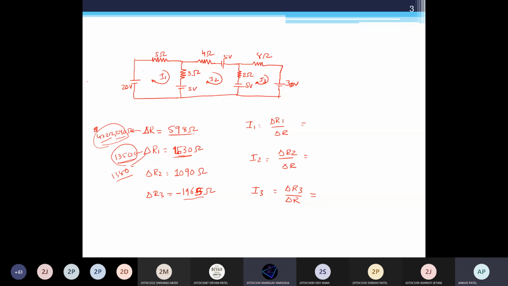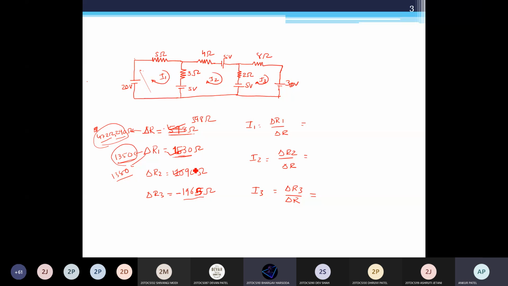The correct answer for this, I am erasing this answer and writing the correct answer. Okay, the correct answer is, wait, this is 598. Okay, this 598 is the correct answer. Delta R1 1530, correct answer. Delta R2 1090, correct answer.